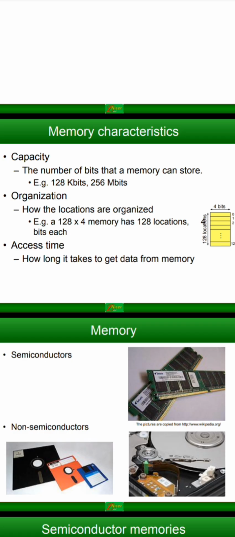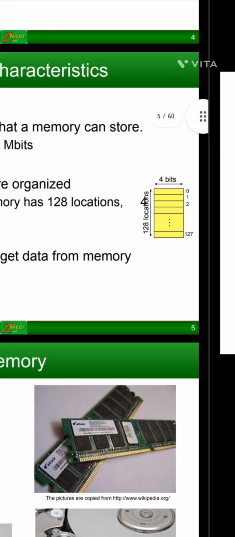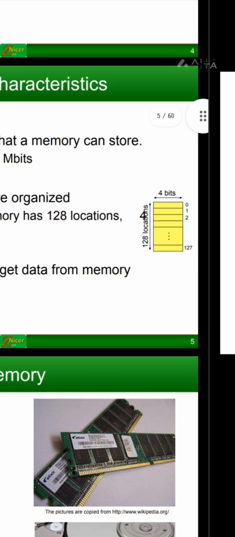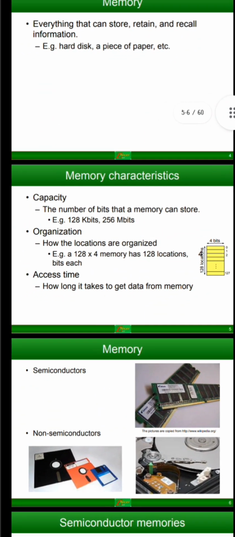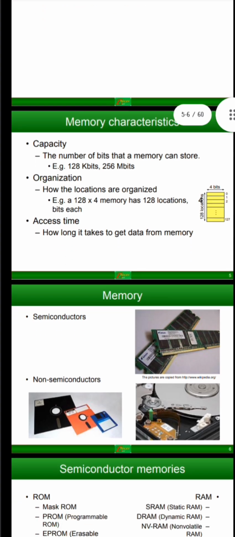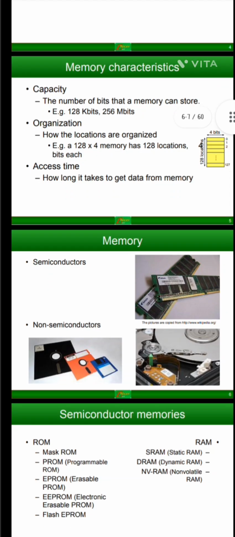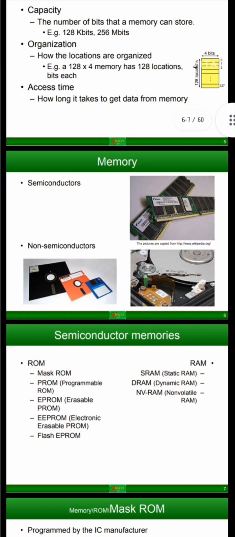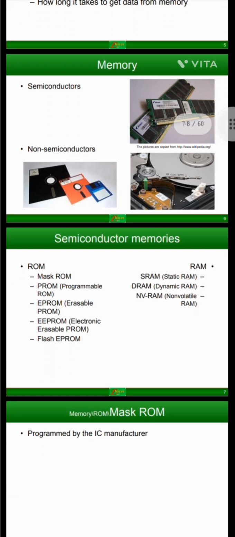For example, a 4K memory, 128 by 8, has 128 locations. 128 refers to 128 locations, so we can say it has locations 0 to 127 in which different types of data can be stored. Then there is access time, how long it takes to get data from memory.